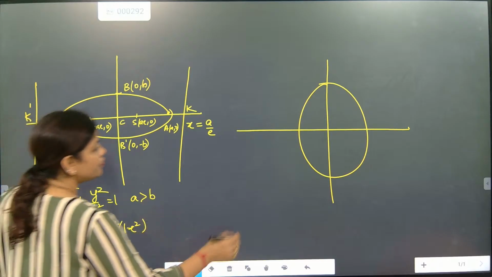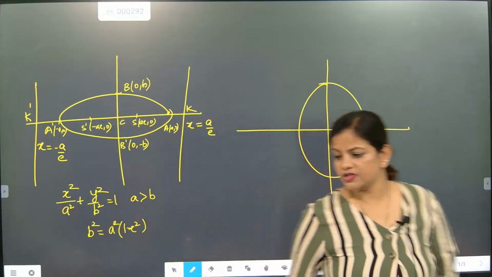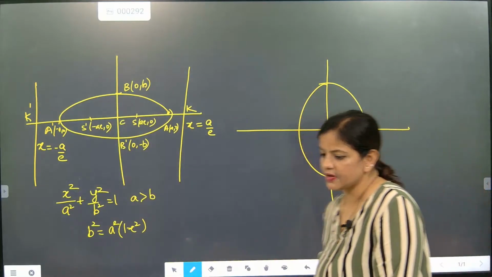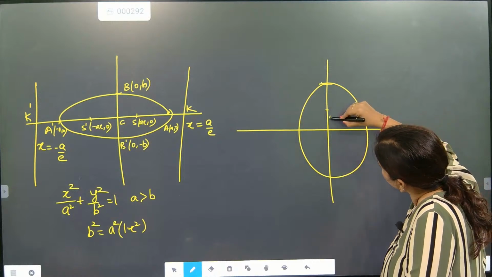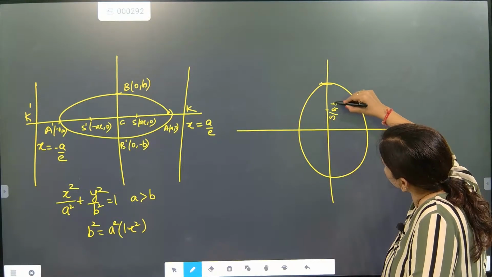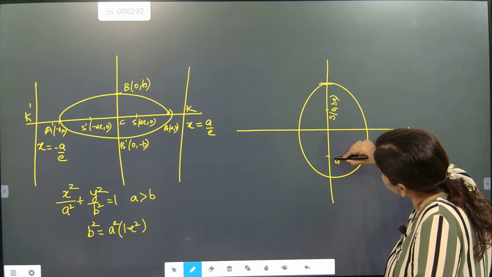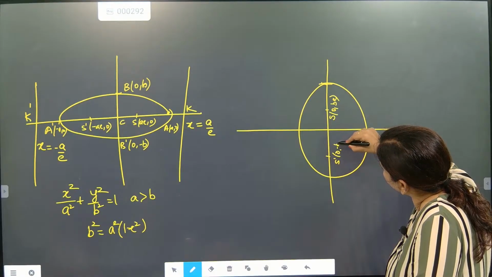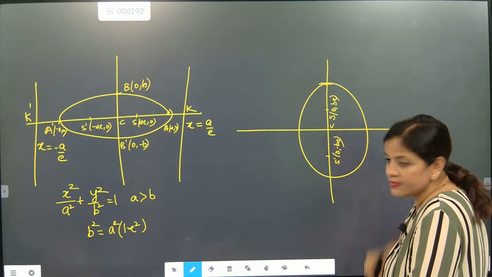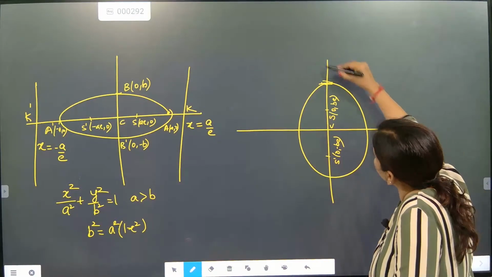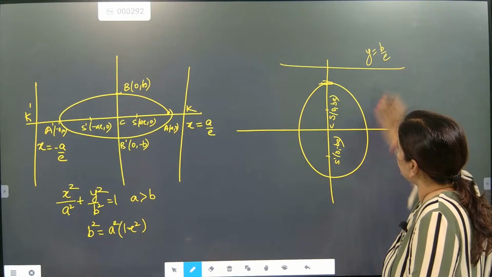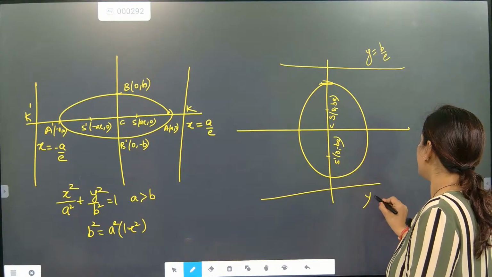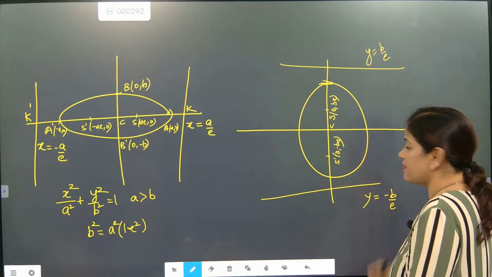Understood? And here b square is equal to a square 1 minus e square. Okay. Now for this situation, everything will change, beta. So here our focus will come, it will become 0 comma be, and here focus S dash will become 0 comma minus be, beta. C will become the center, and the directrix equation will become, beta, y is equal to b by e. Here the directrix equation will become y is equal to minus b by e.